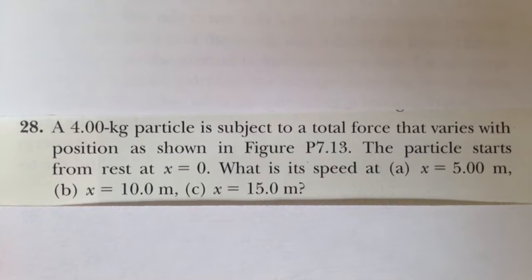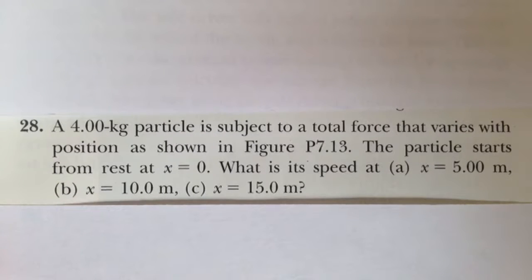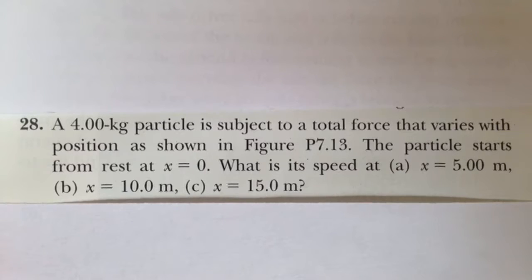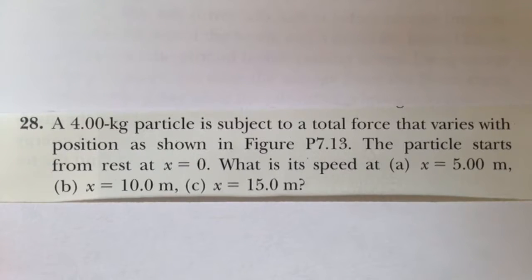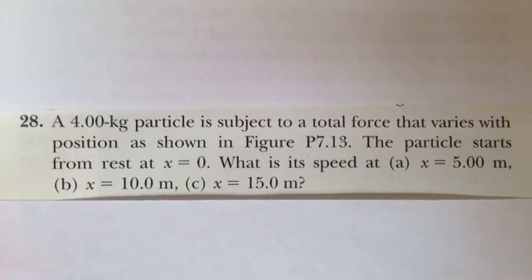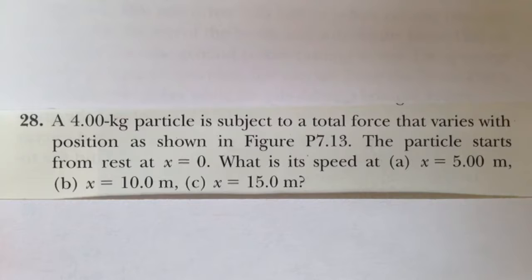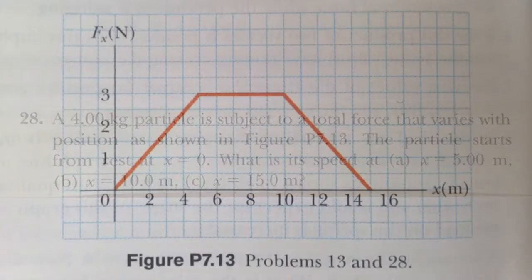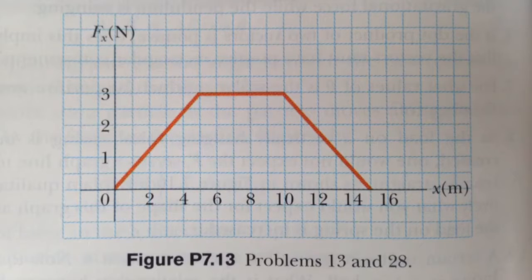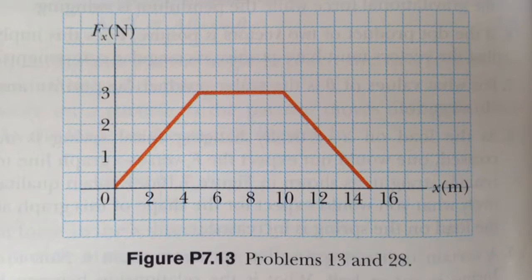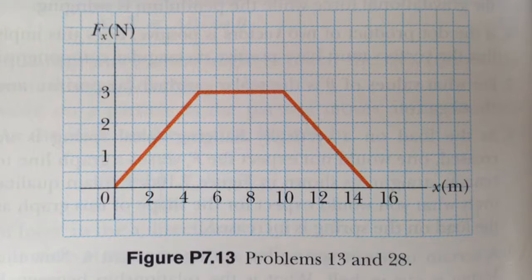Chapter 7, number 28. A 4 kilogram particle is subject to a total force that varies with position as shown in figure P7.13. The particle starts from rest at x equals 0 meters. What is its speed at A, x equals 5 meters, B, x equals 10 meters, and C, x equals 15 meters?